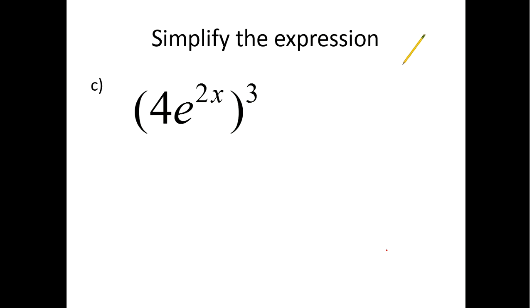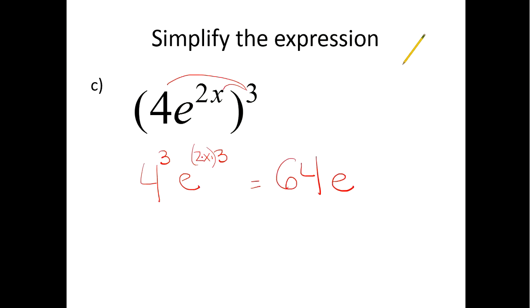So I got 4e to the 2x, to the 3rd power. So remember, guys, when you had an exponent outside parentheses, we basically distributed, for lack of a better term, it in. So we had 4 to the 3rd and e to the 2x times 3, right? So ultimately, 4 to the 3rd is 64, and e to the 6x.